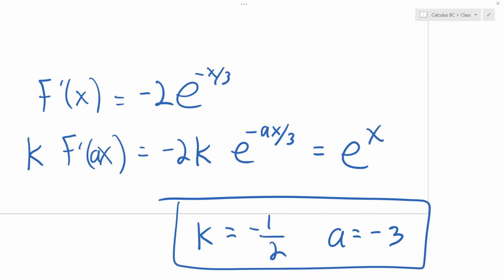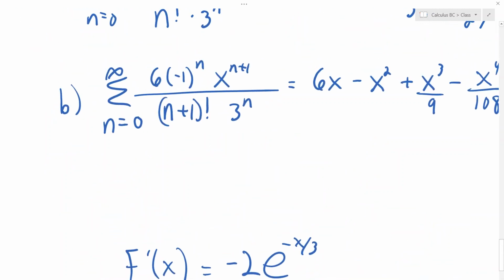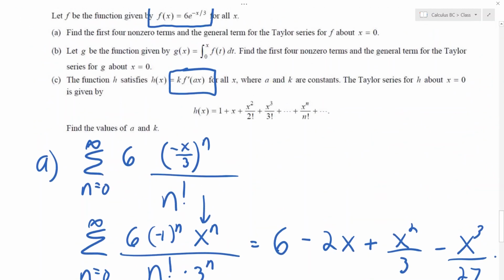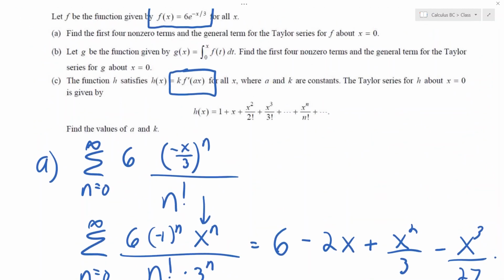So you just straight up derive one term, and then that times k. How'd you get the negative 2k? Because it said in the question we need h of x to equal k f prime of ax. So I multiplied it by k and then put an a in with the x, that's all.